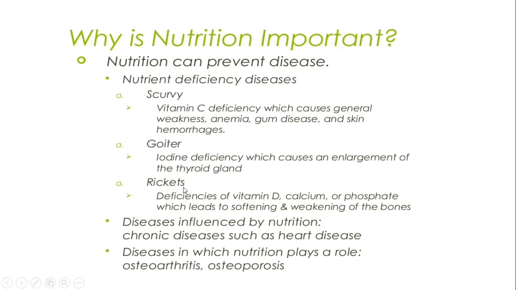Like rickets, it is a deficiency of vitamin D, calcium or phosphate. Vitamin D, calcium or phosphate deficiency leads to rickets, right? It causes softening and weakening of our bones. Our bones and teeth are calcium rich, right? So in lack of calcium, phosphate, vitamin D, they are weakened and softened and cause rickets. This is also a nutrient deficiency disease.